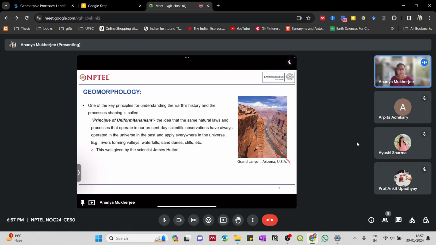So this is what we understand from the principle of uniformitarianism. This is the idea that the same natural laws and processes that operate in the present day have always operated in the universe in the past, and it is uniformly and universally applied everywhere. This was given by James Hutton, and examples include rivers forming valleys and canyons, and sand dunes. The way sand dunes are created now is the same way they were created in the past.